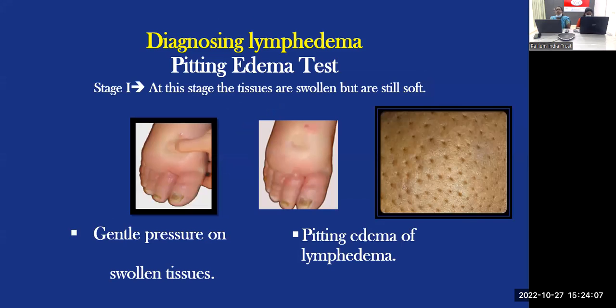So the first stage is pitting edema. Pitting edema looks like orange peel skin.